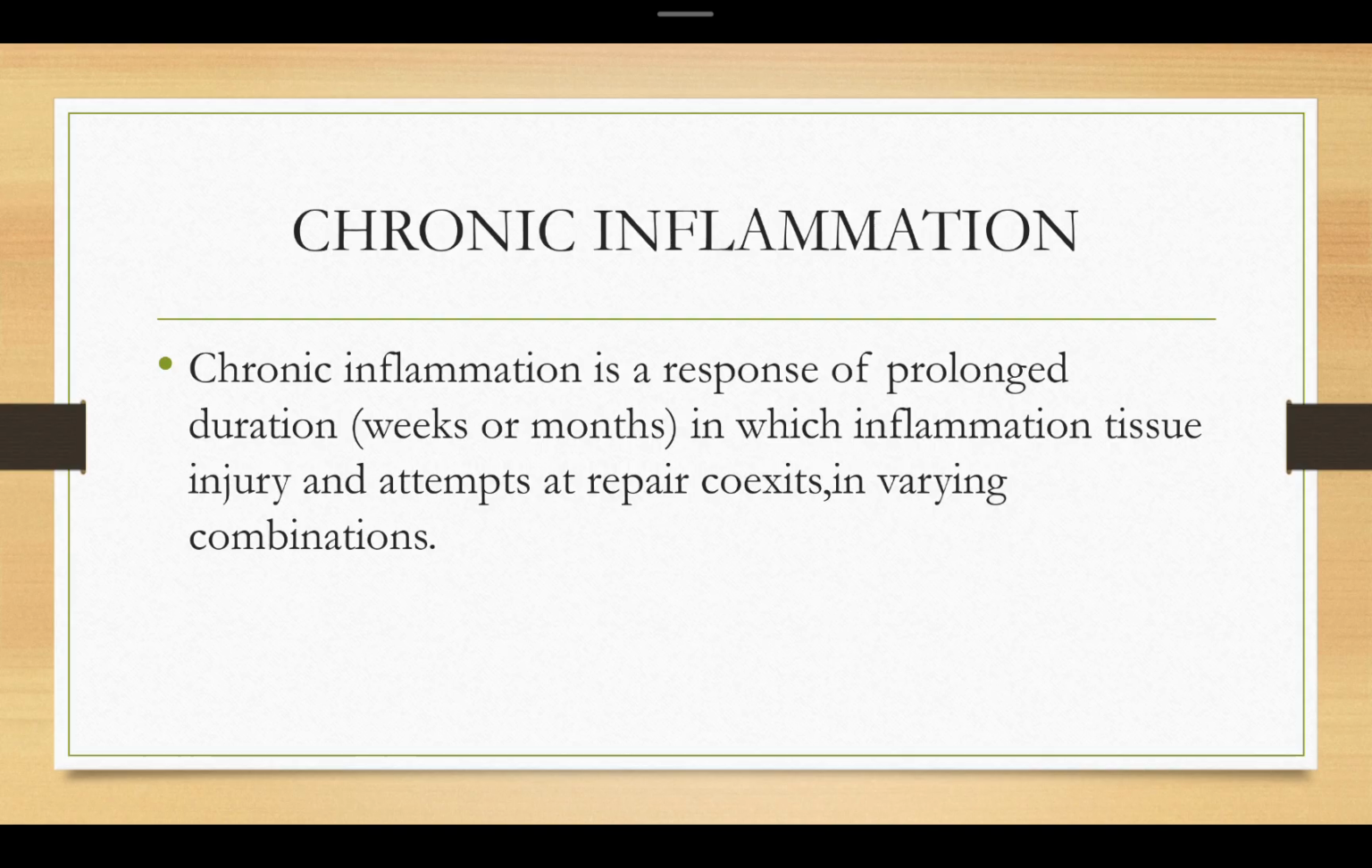So we have acute inflammation and chronic inflammation. I already told you that granulomatous inflammation is a type of chronic inflammation. It is a response of prolonged duration, existing for weeks or months, in which inflammation, tissue injury and attempts at repair coexist in varying combinations.